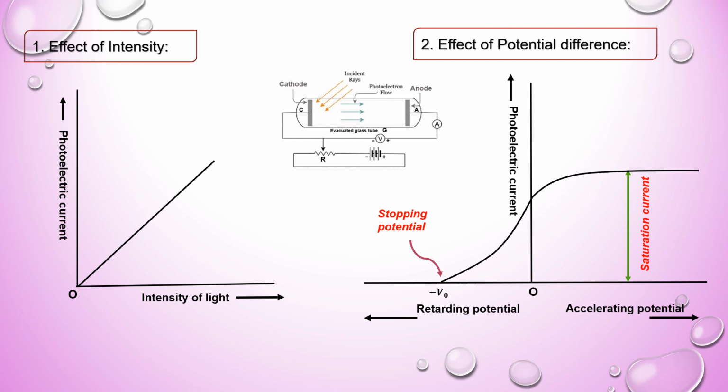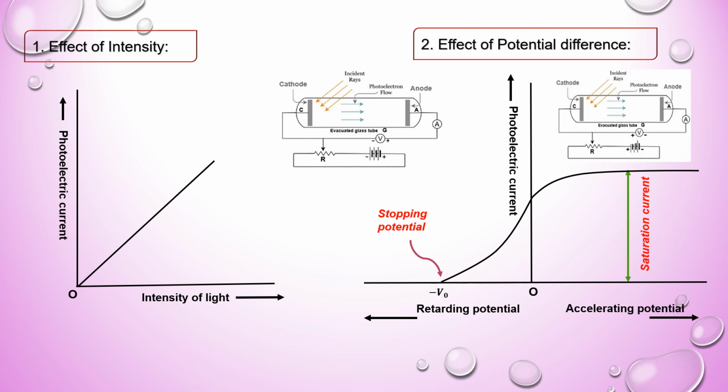potential of anode. Now, what we do, we change the polarity of the battery. That is, negative potential is applied to the anode with respect to cathode. Then what happens? If we increase the negative potential, then photoelectric current is found to decrease and drops to zero at a certain value of applied negative potential on the anode. Hence, this value of negative potential at which photoelectric current becomes zero is known as stopping potential or cutoff potential.